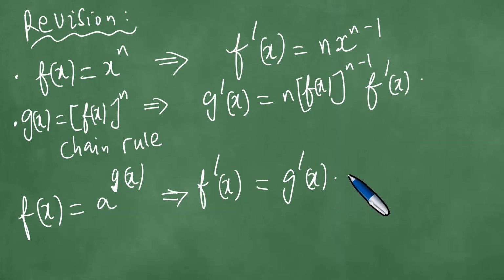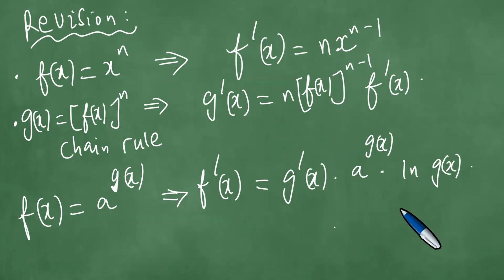It's going to be exactly g primed of x multiplied by a to the power g of x times the ln of g of x. So if you have a number to the power g of x, the derivative of that is g primed times exactly the same expression times the natural log ln of g of x. Next point.